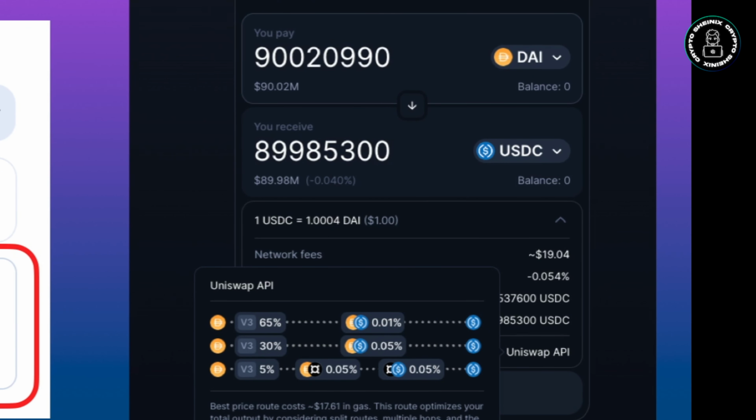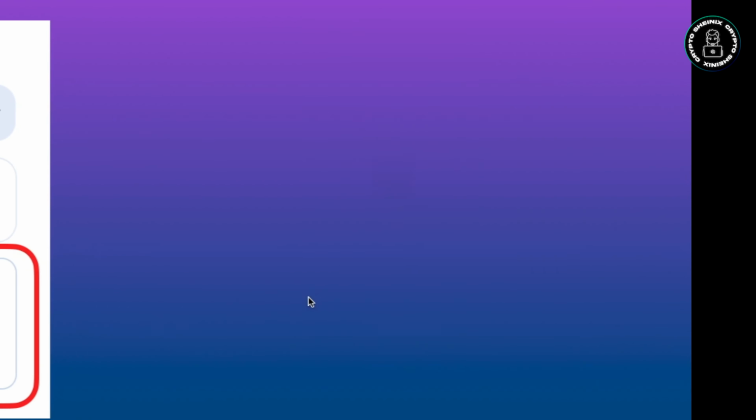So now I want to trade 90 million DAI, and now I have a little bit of a price impact, so I will get 89 million USDC. And if you see, the router now is doing 65% to the DAI USDC 0.01%, 30% to the DAI USDC 0.05%, and now it's saying, hey, let's take 5% and trade it for FRAX at 0.05% and FRAX to USDC 0.05%. So this is very interesting, and the router can get crazy and crazier.